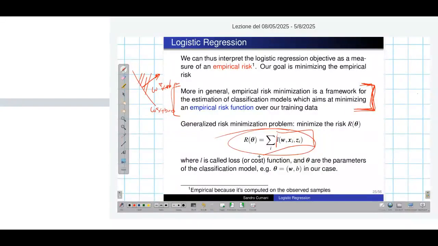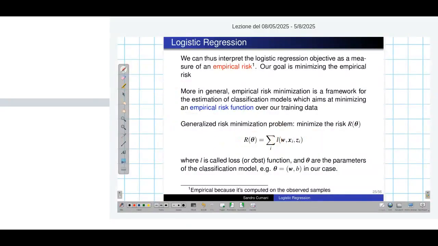So this is actually a framework that goes under the name of empirical risk minimization. As a general rule, we will estimate a classification rule by minimizing some loss function or cost function over our training set. Risk minimization, because we have a risk function that we're trying to minimize. Empirical, because we're minimizing the average risk over a labeled dataset, so using an empirical dataset.